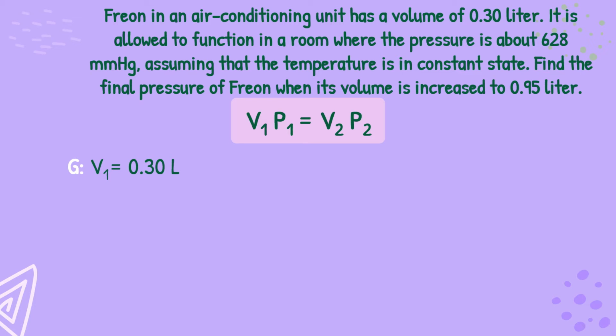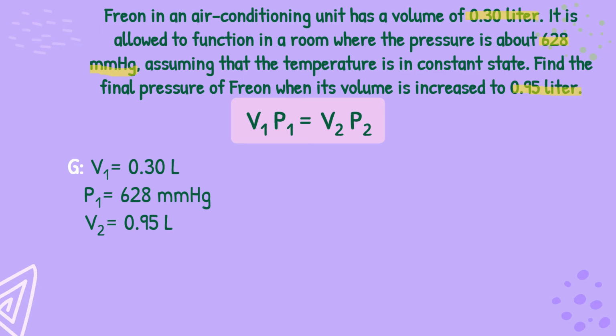First, to use the GRESA, let's identify the G, which is the given. In the word problem, we have the initial volume, or the first volume, which is 0.30 liter. Next, we also have the initial pressure, which is 628 mm of mercury. And the last one, we have the final volume. So the volume increases to 0.95 liters.